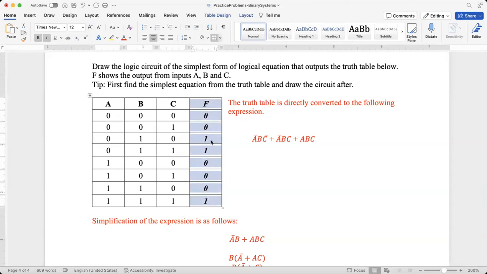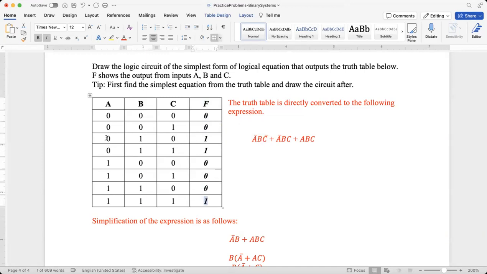Out of these 8 outputs, we have 3 true outputs. As you can see here, we can highlight them and we are going to write the expressions for them. The first thing that we are going to do is write the sum of products for the most general expression for this table.